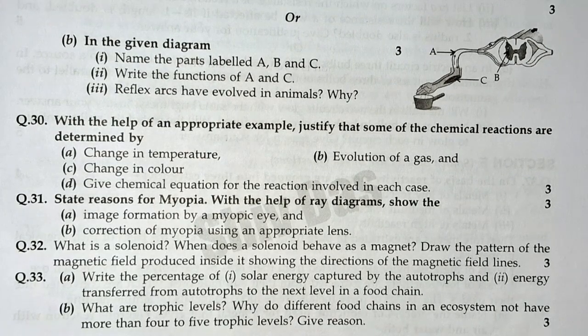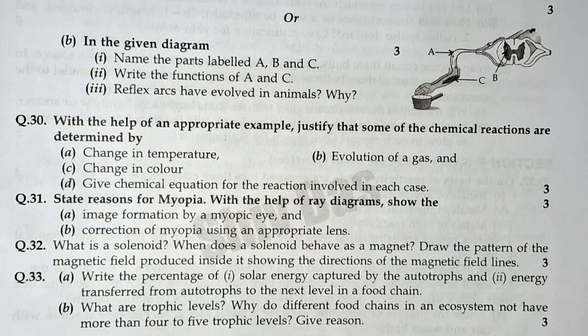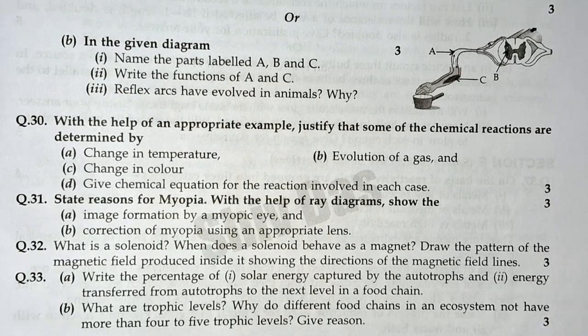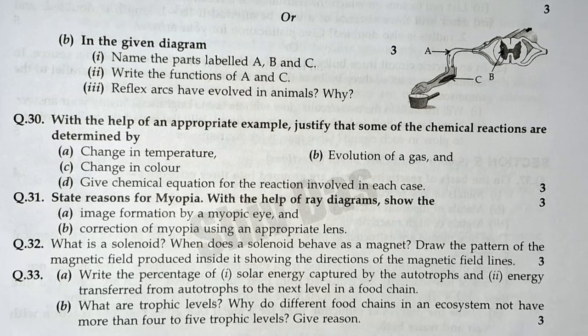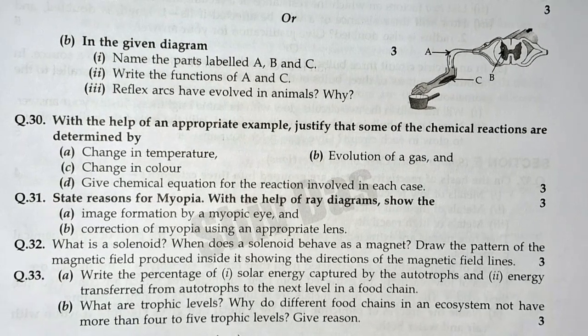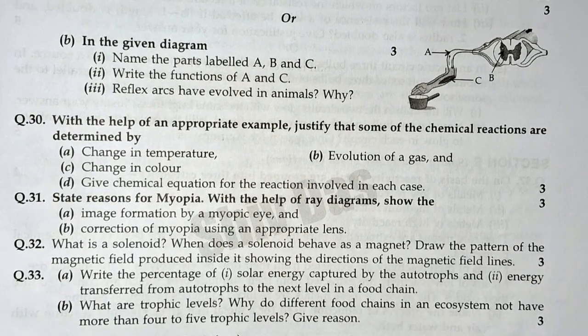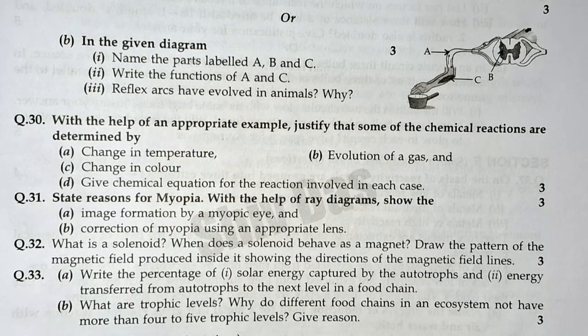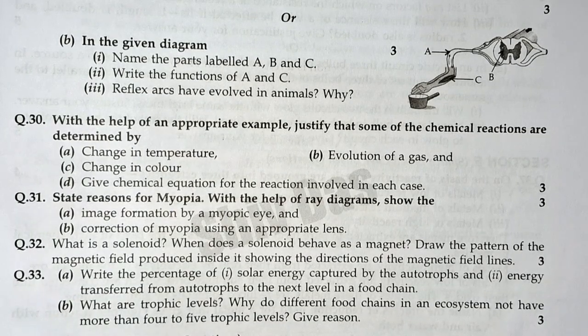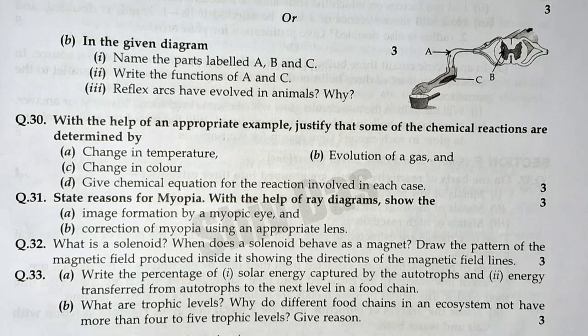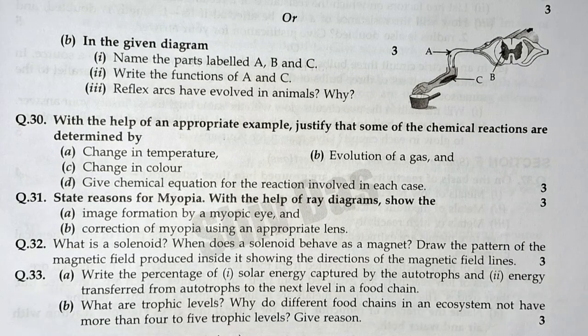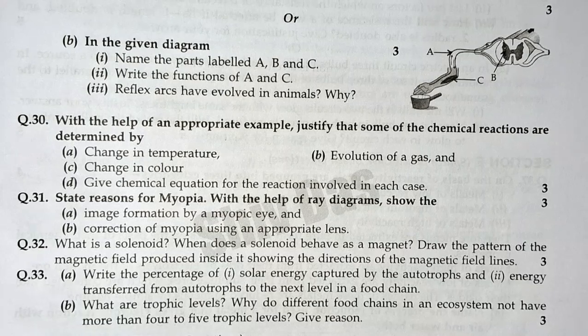Next is question number 33, part A. Write the percentage of solar energy captured by the autotrophs and energy transferred from autotrophs to the next level in a food chain. And part B, what are trophic levels? Why do different food chains in an ecosystem not have more than 4 to 5 trophic levels? Give reasons.